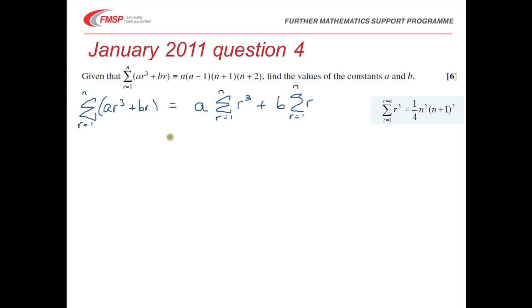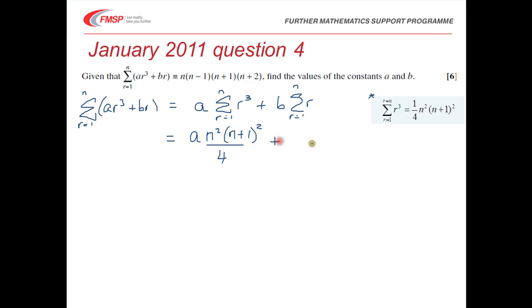And what we need to do at this stage now is to substitute in the formula for sigma r cubed. And that formula comes from the formula book. You don't need to learn it, so I have written it out here. So I'm going to substitute that in: n squared upon n plus 1 all squared over 4.